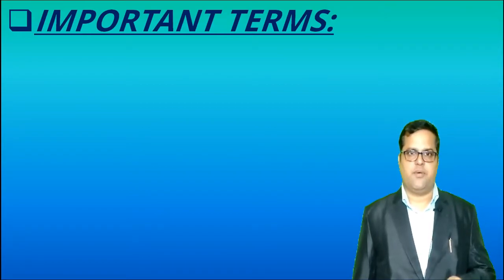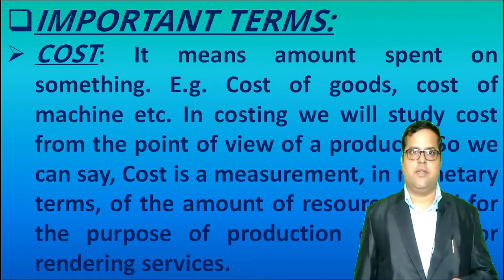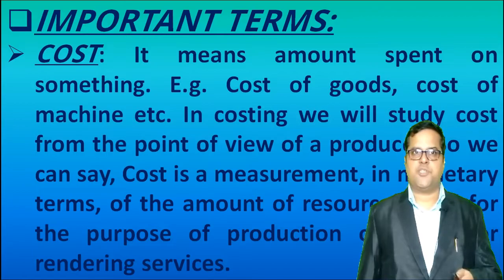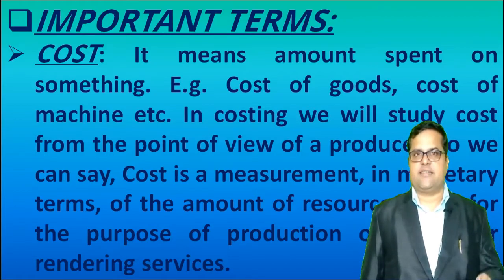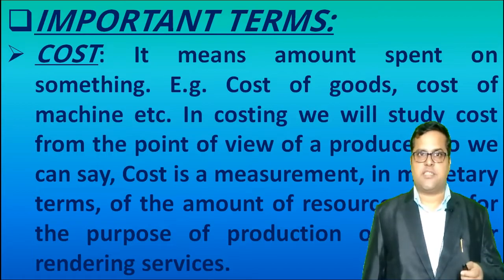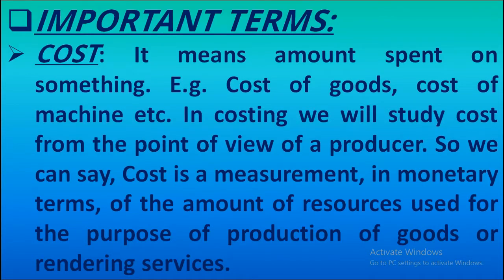Important terms which we will cover in this chapter are: number 1, cost. It means amount spent on something. Example, cost of goods, cost of machine, etc. In costing, we will study cost from the point of view of a producer. So we can say cost is measurement in monetary terms of the amount of resources used for the purpose of production of goods or rendering services.